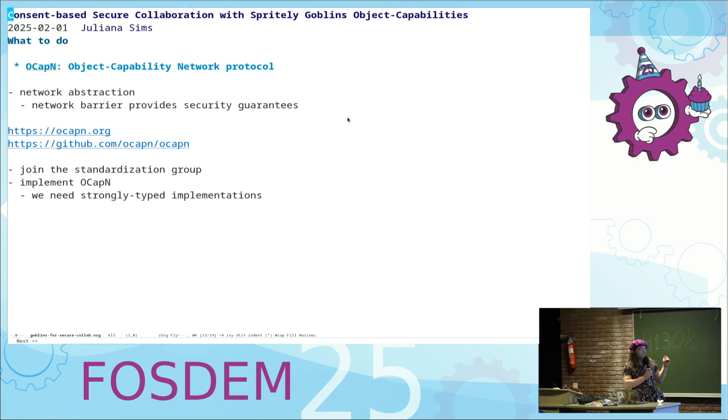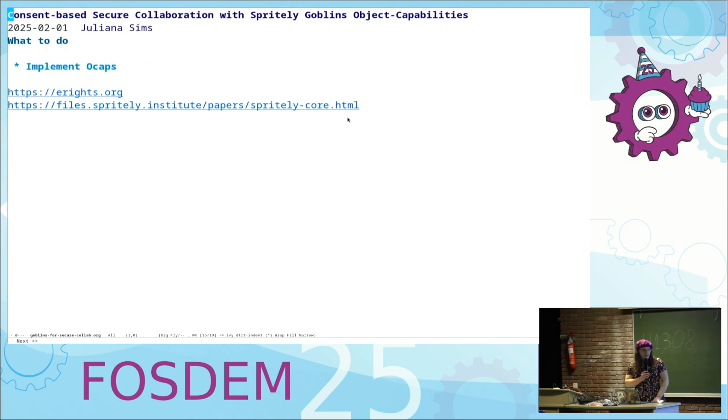And the action items here are to join the standards group, get involved in talking about what you want or need out of this sort of system. And the big one really is to implement OCapN. And we especially need implementations in strongly typed languages, because in Spritely we use Guile Scheme, which is a dynamic language, and then the other big implementation is in JavaScript, which is also dynamically typed. You can also implement all of OCaps if you want.